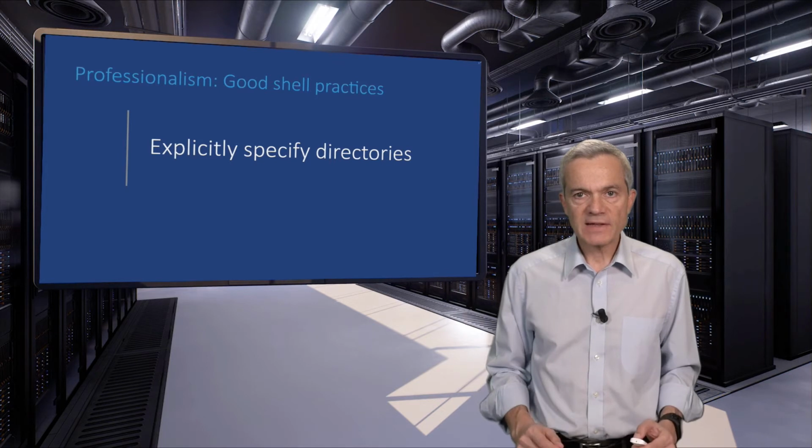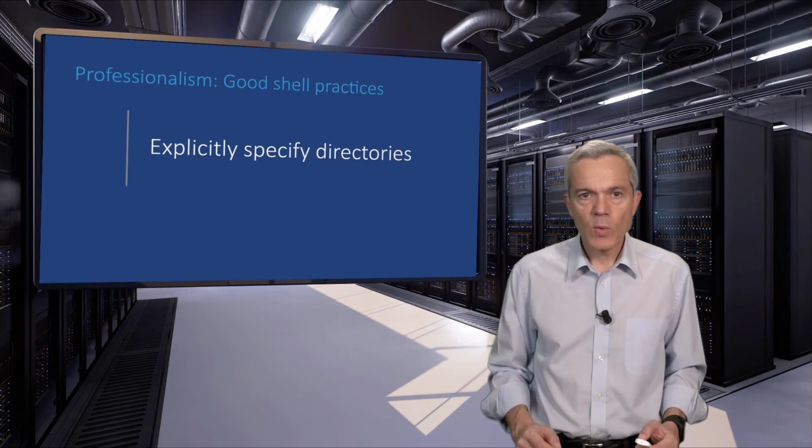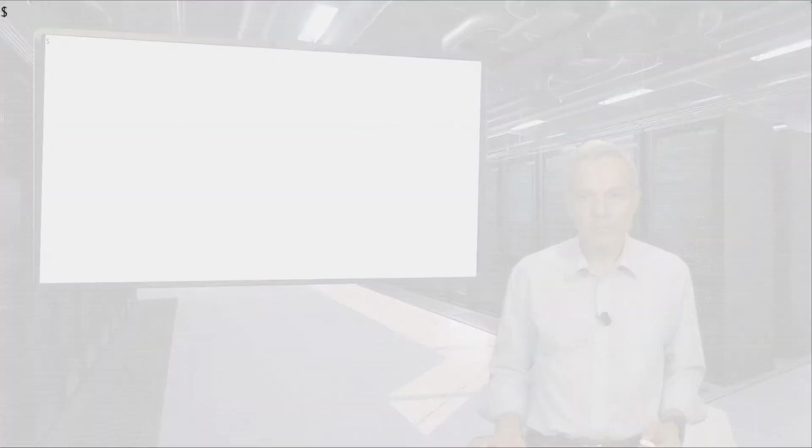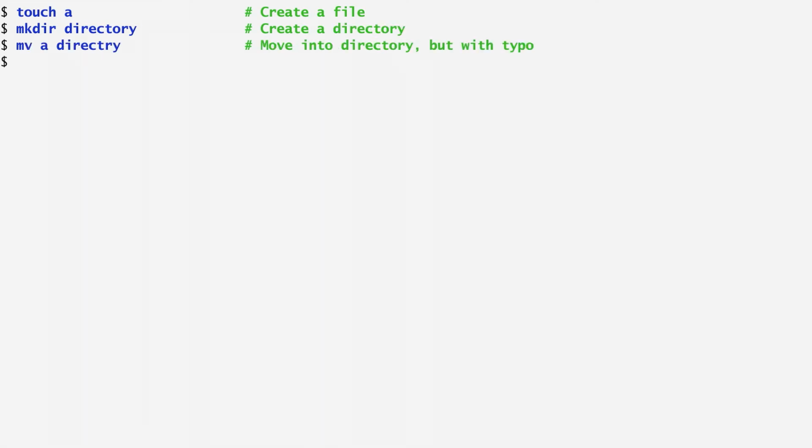We must explicitly specify a directory when we want to move files into it by suffixing the directory name with a slash. Let's see an example. First, I create a file A and a directory. Then, I move file A into directory. Notice here that I've misspelled directory.